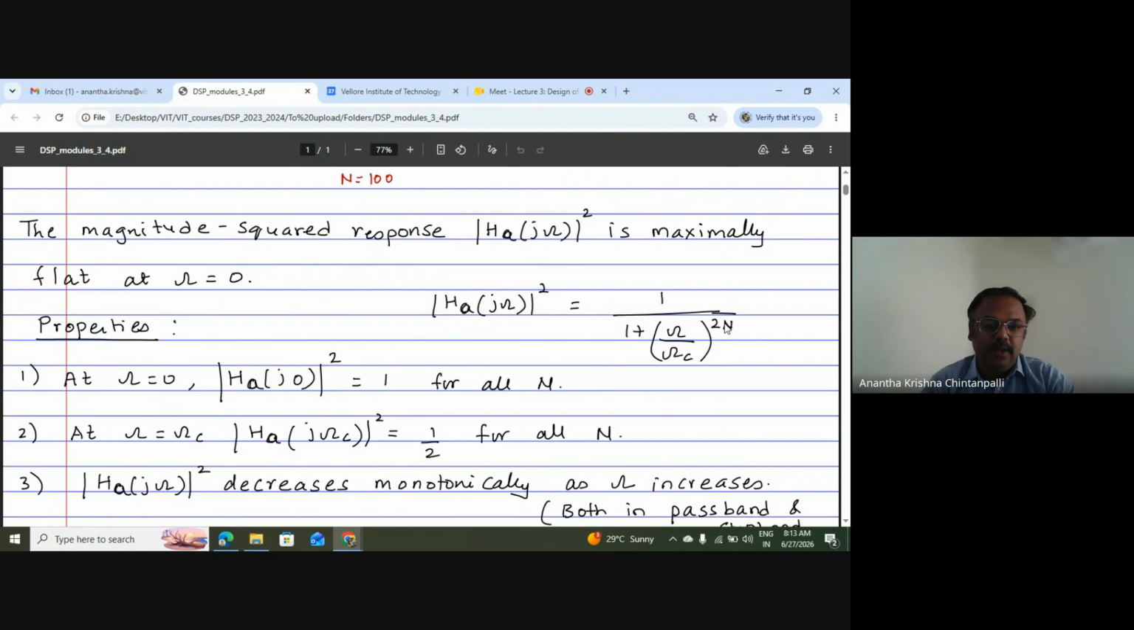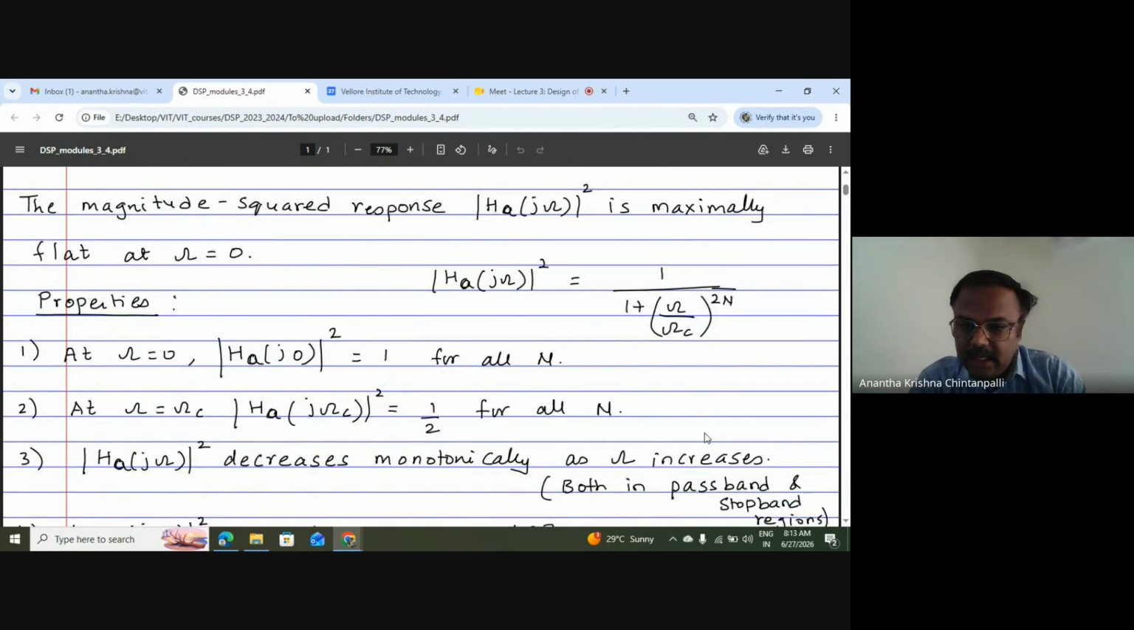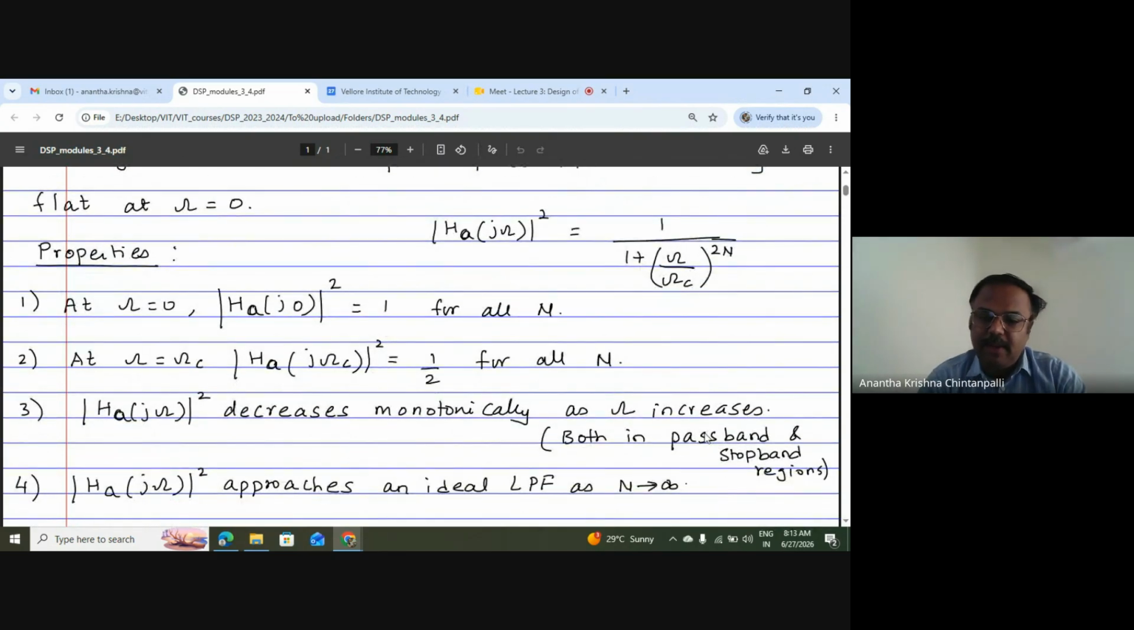At omega equal to 0, as we all know, the magnitude square is going to be 1 for all values of n. At omega equal to omega c, the magnitude square response is going to be half for all values of n. And the magnitude square response decreases monotonically as omega increases, both in the pass band as well as in the stop band region.